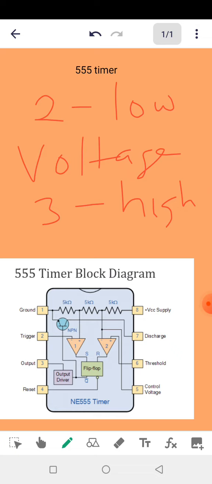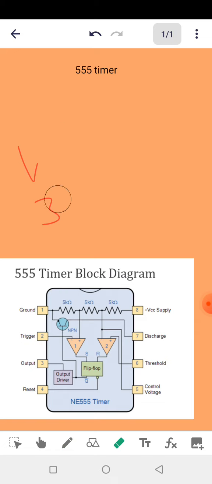Now this voltage at pin 2 has to be at a particular level. If you look at the internal structure of a 555 timer, you will see that it has three 5K resistors there. So let me just mimic the resistors. Okay, so that's resistor 1, 5K, 5K, 5K.